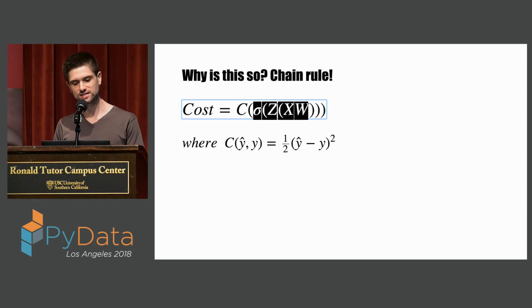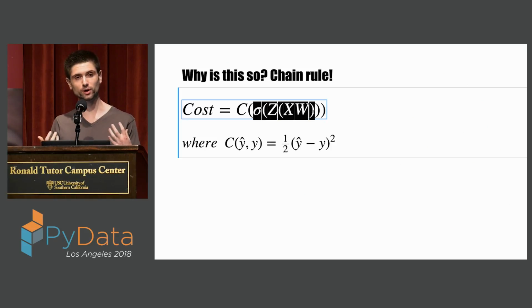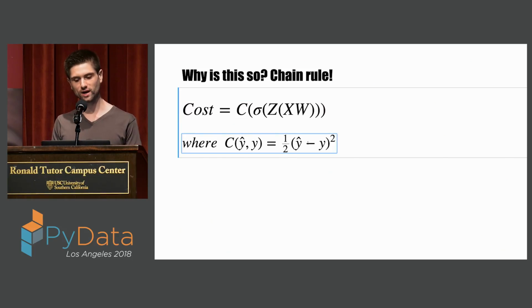Our cost is some function of our output, our hypothesis, which makes a lot of sense. We want our hypothesis to be as close as possible to the true values. So our cost is going to be some function of how much we are differing by, some function of this hypothesis. So our cost here is 1/2 (y hat minus y) squared.